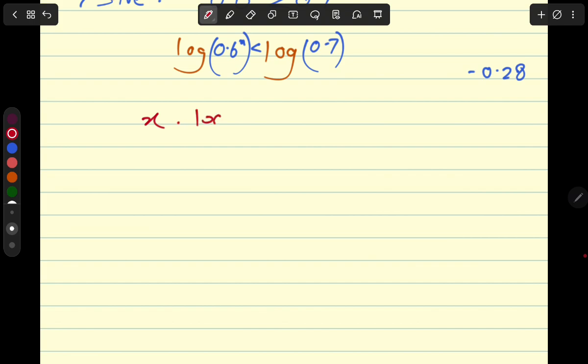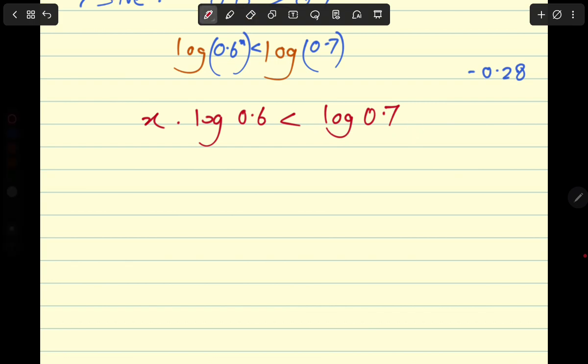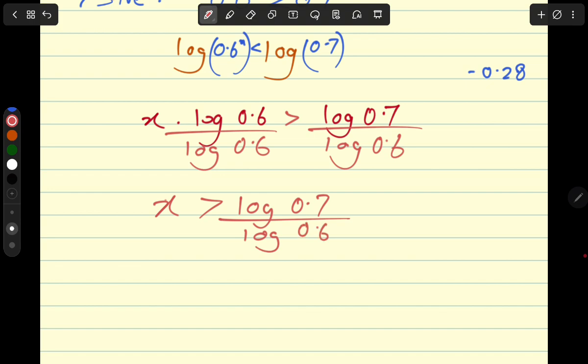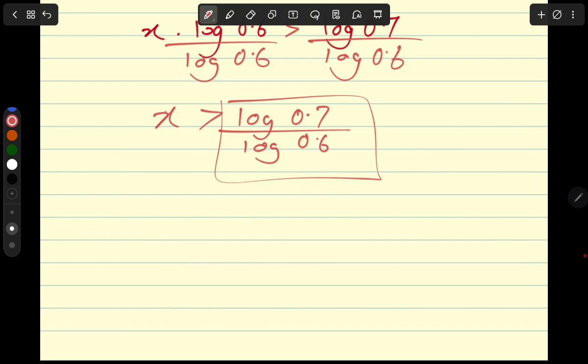This becomes x times log of 0.6 is less than log of 0.7. Because I'm dividing both the sides by log of 0.6, which is negative, this sign is now going to change, right? So now this becomes x is greater than log of 0.7, which is a negative number, over log of 0.6, which again is a negative number. Therefore this entire fraction is going to become positive. Whatever that is, put it in your calculator and find out.